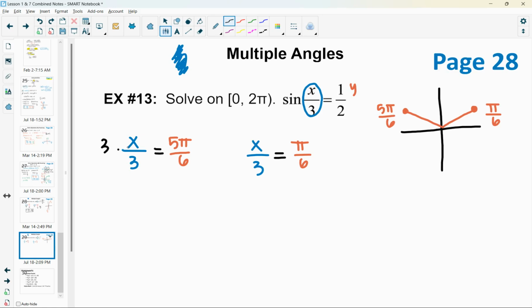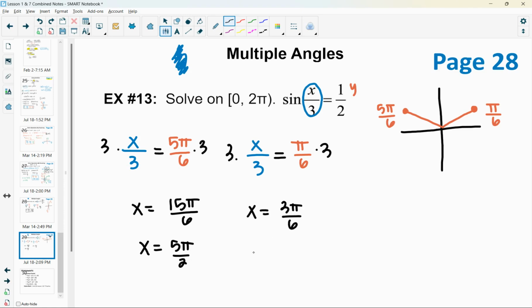So now we'll just multiply by 3 to get x by itself. So we end up with x equals 15 pi over 6, which both of those divide by 3. So when we divide both by 3, we end up with 5 pi over 2. And then here we'll multiply by 3 to both sides, and we end up with x equals 3 pi over 6. Or sorry, 3 and 6 both divide by 3, so we end up with pi over 2. So then our two answers are 5 pi over 2 and pi over 2.